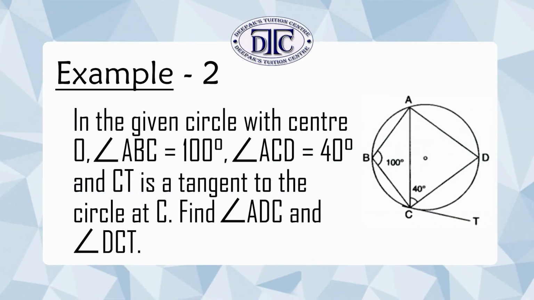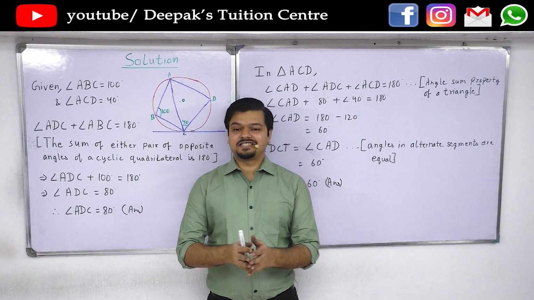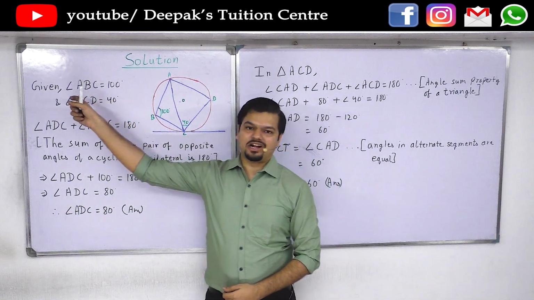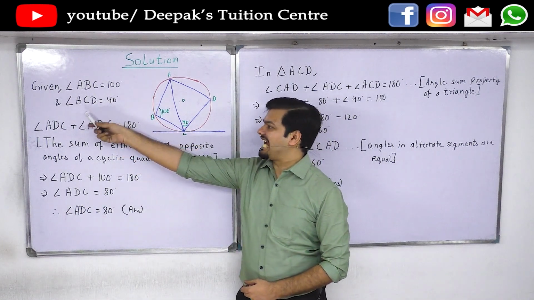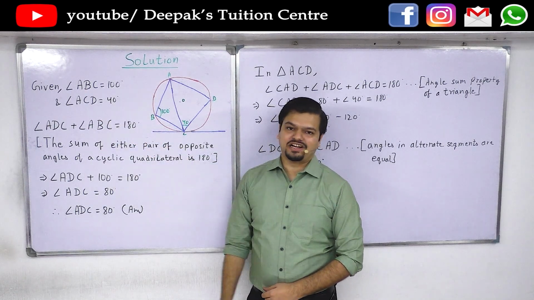In the given circle with center O, angle ABC equals 100 degrees, angle ACD equals 40 degrees, and CT is a tangent to the circle at C. Find angle ADC and angle DCT. First thing we do is copy the diagram and write what is given, that is angle ABC equals 100 degrees and angle ACD equals 40 degrees.